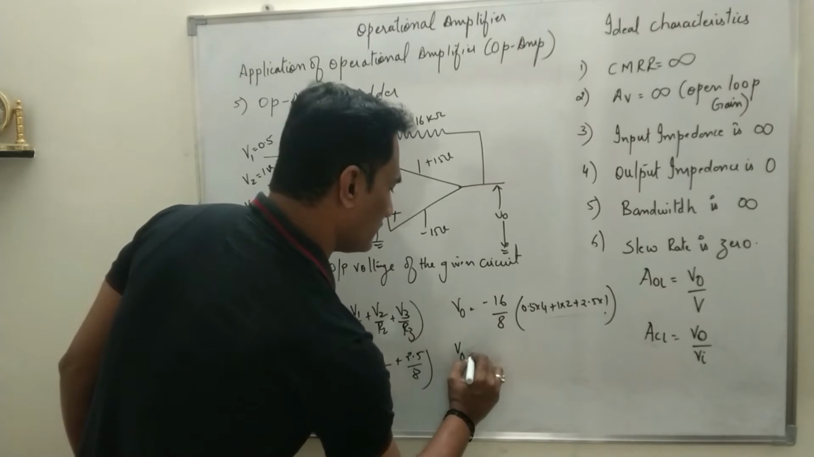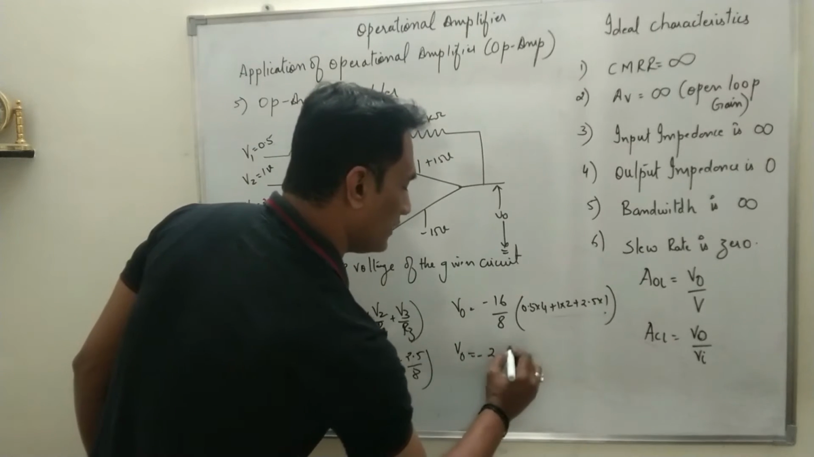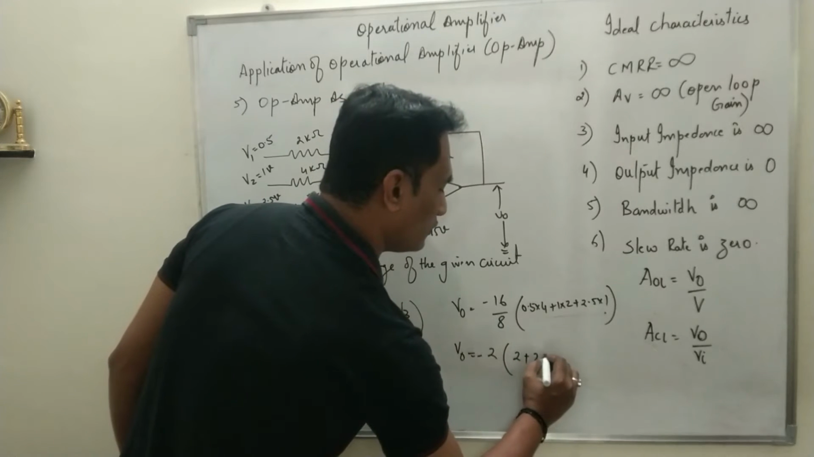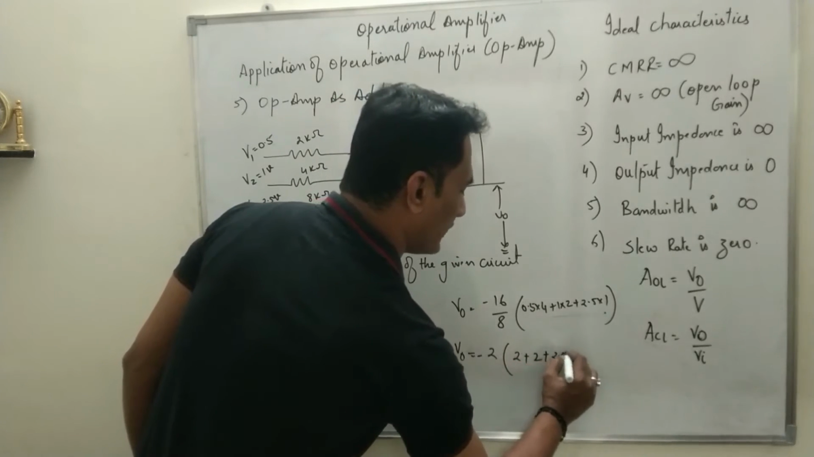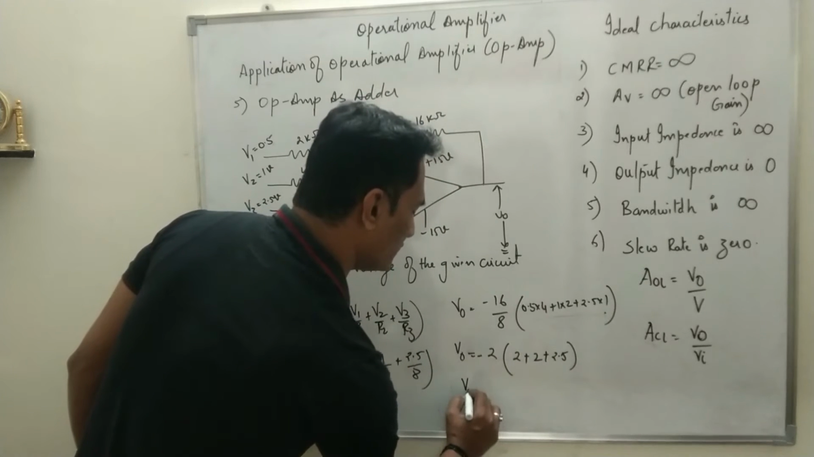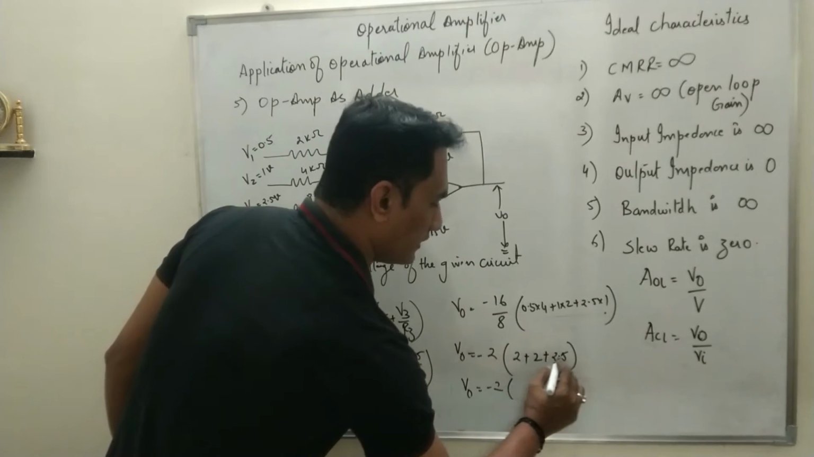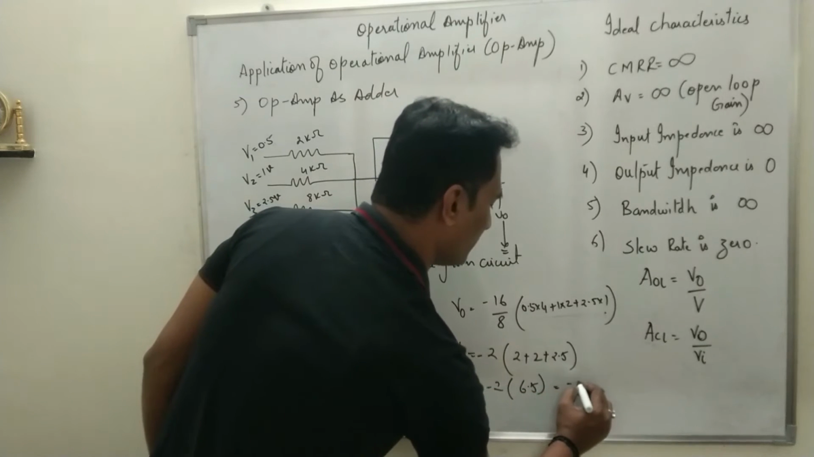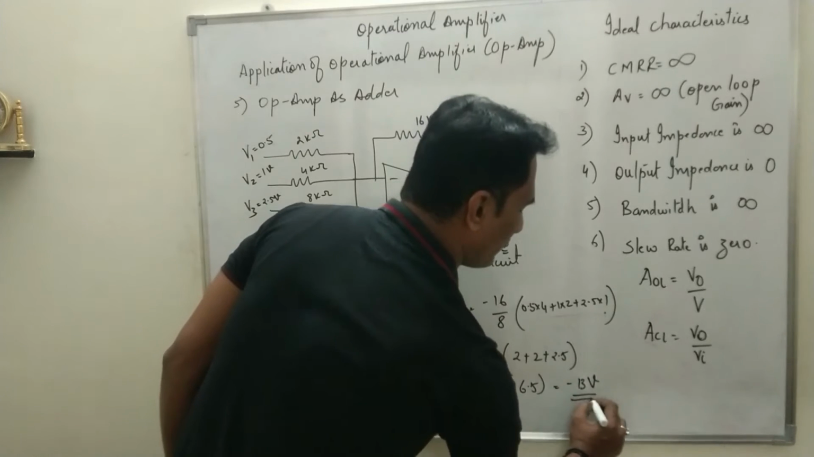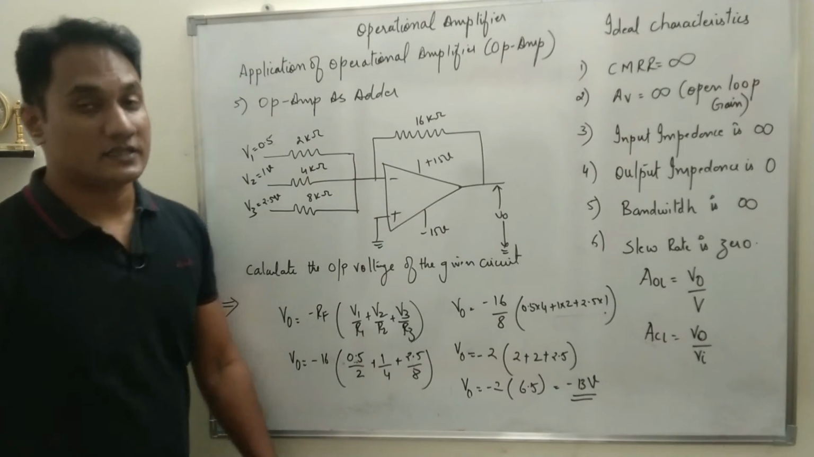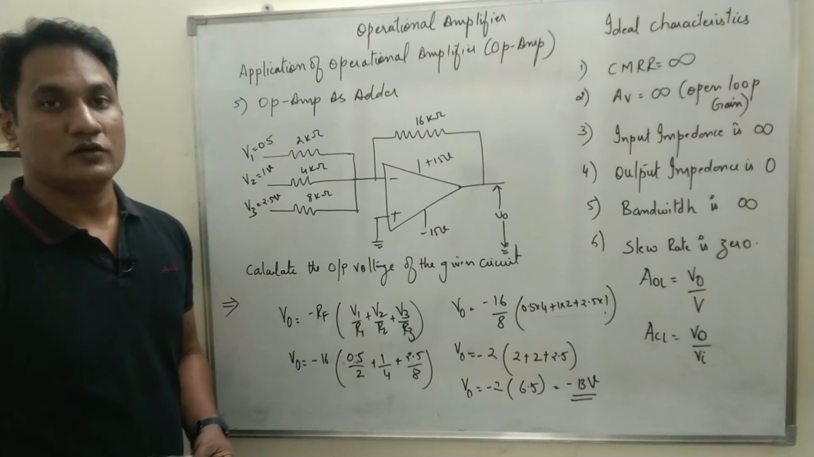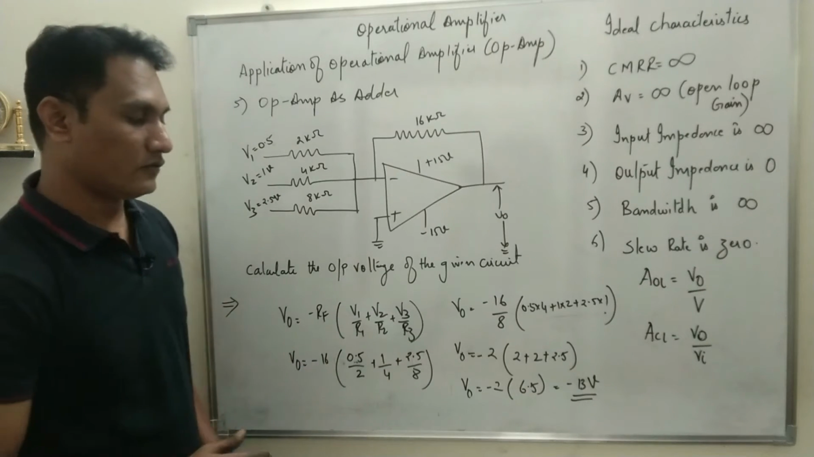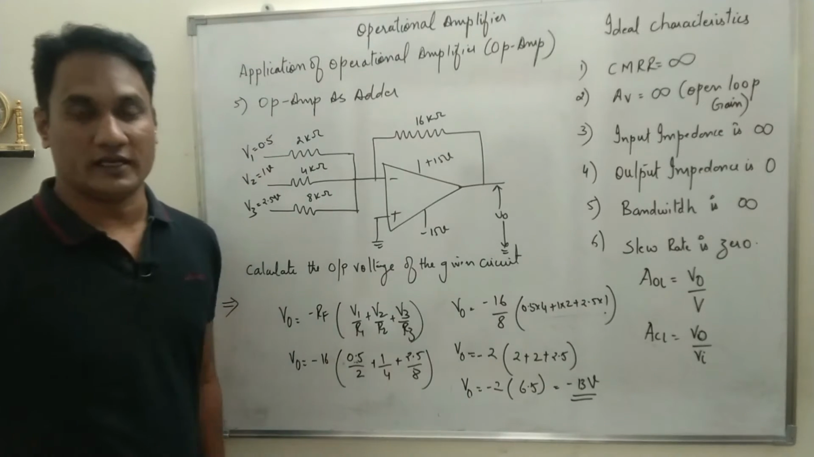So V0 is equal to minus 2, in bracket it will be 2 plus 2.5. So this value will be V0 is equal to minus 2 times 6.5. So 2 multiplied by 6.5 will be minus 13 volt. So the output will be the addition of all the 3 input voltages with a gain factor. Okay, the gain factor of course here is 2.